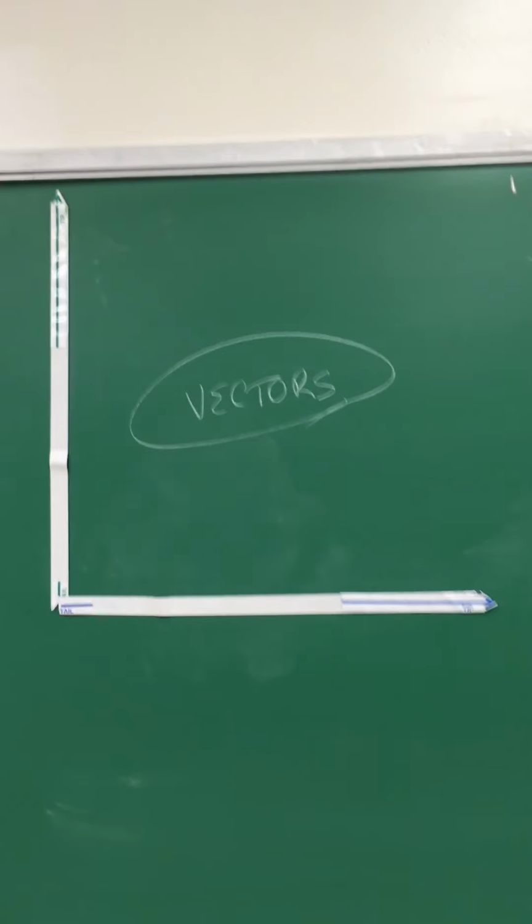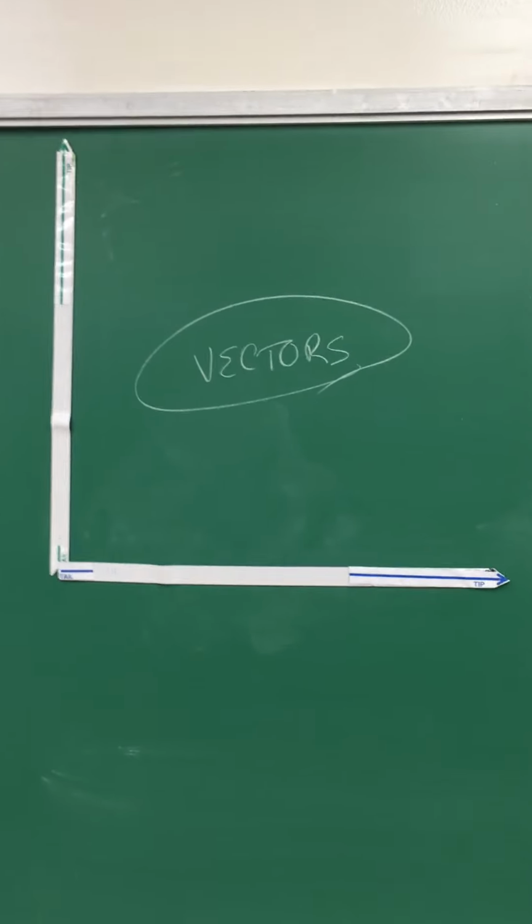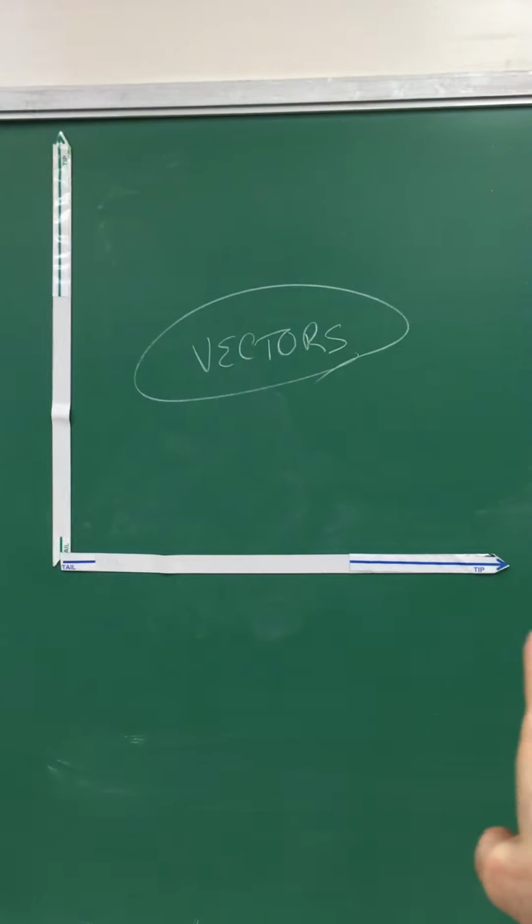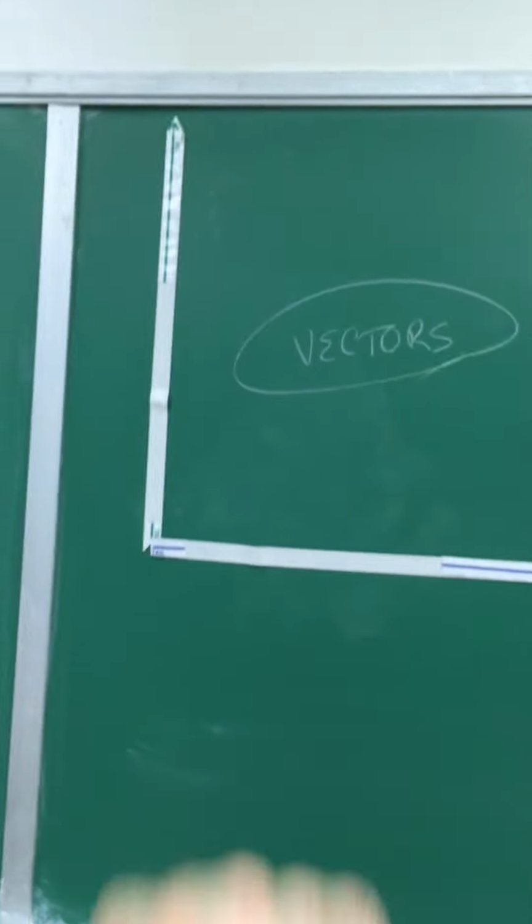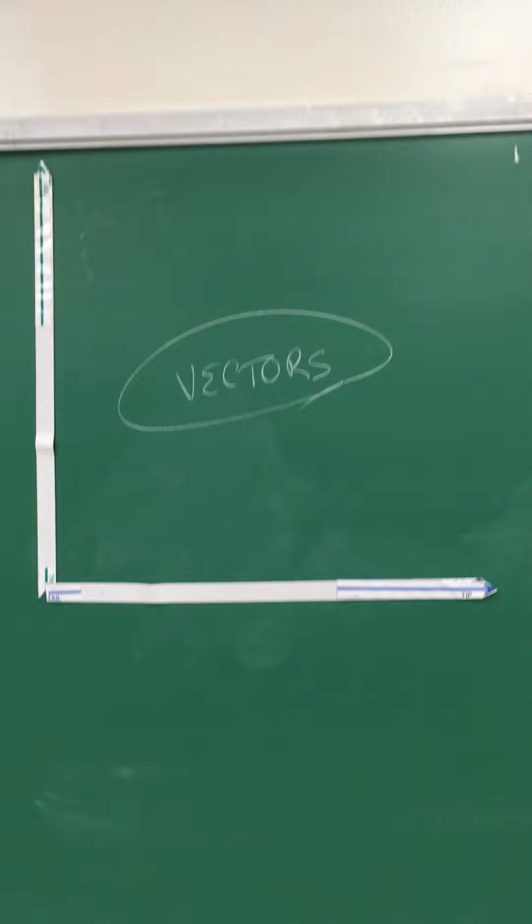Let's talk about vectors and how we add and subtract them. Here I have two vectors. I'll call this one A and this one B right here. And I want to add those two vectors.